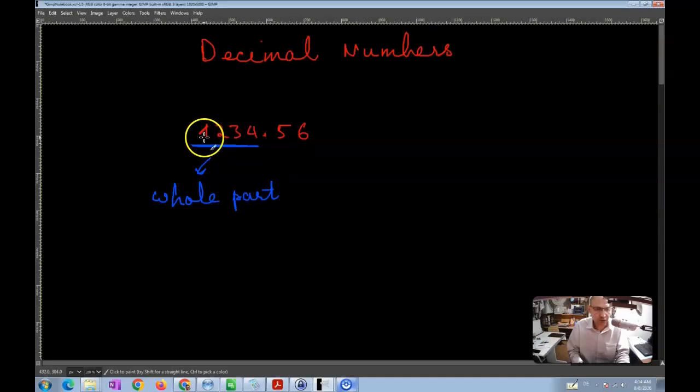Meaning that essentially the number 1234 all the way up to here is actually a whole number. The whole numbers in mathematics would be 1, 2, 3, 4, 5, 6, all the way up to infinity, including 0. Essentially all of these are whole numbers. So this part over here is called the whole part. And then we have this part over here, which is called the decimal part.